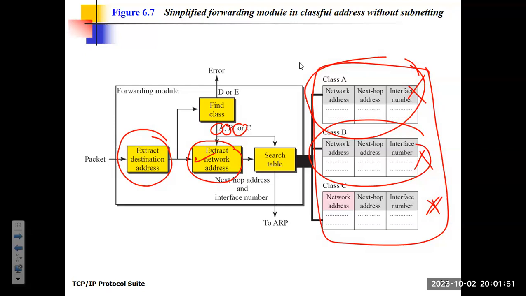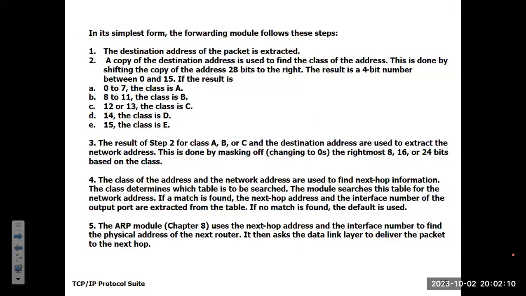Can I use a class E or D? No, those we cannot use for any device. So that's why if it's a class D or E, I will throw an error. So no, that's a wrong IP address. I cannot use this IP address. So how will we find the class of an IP address?